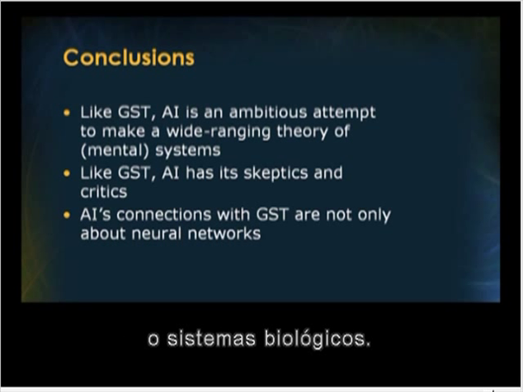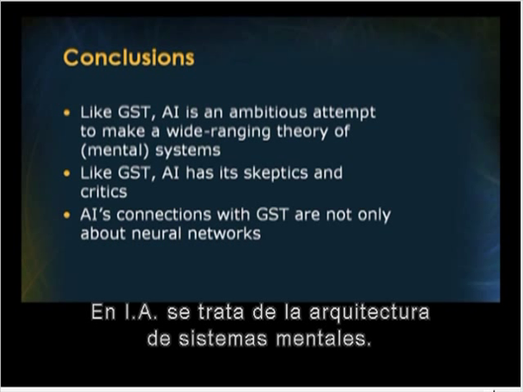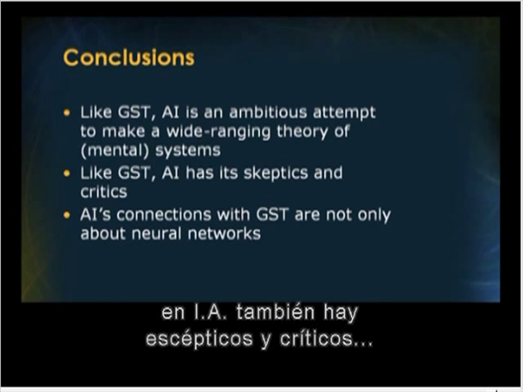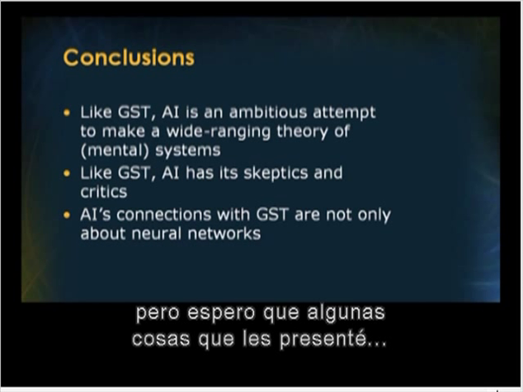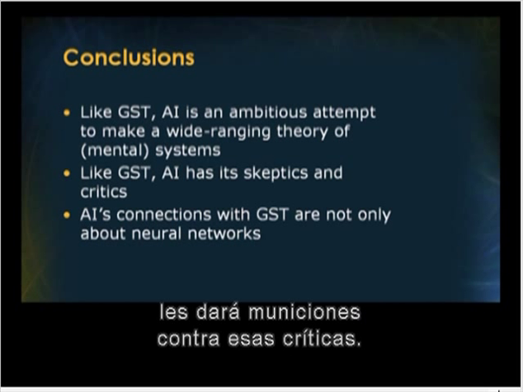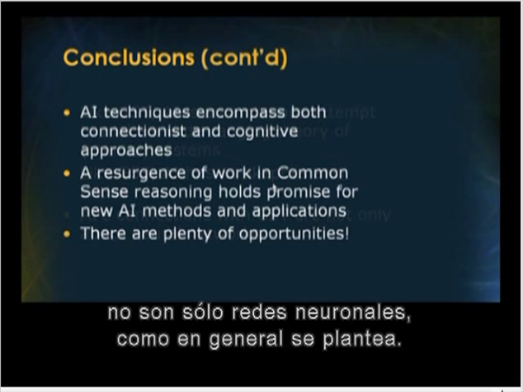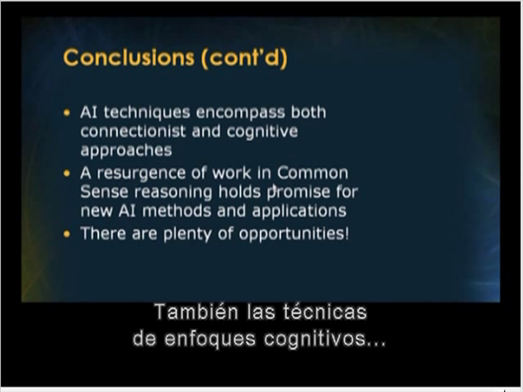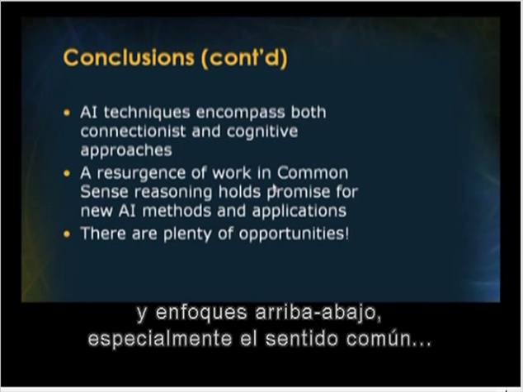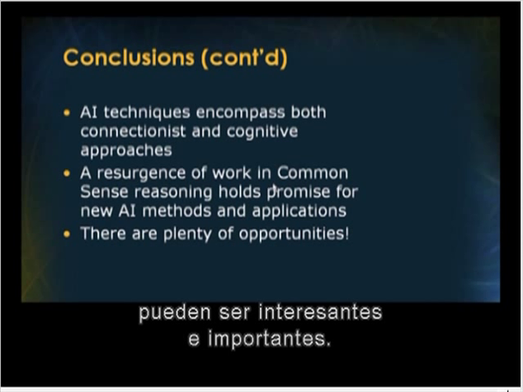In artificial intelligence, it's about the architecture of mental systems, okay? Like general systems theory, AI, of course, also has its skeptics and critics, but I hope some of the stuff that I presented to you gives you some ammunition against those critics. The connections between general systems theory and artificial intelligence are not only about neural networks, the way it's usually presented, but also techniques from cognitive approaches and top-down approaches, especially common sense, can be interesting and important.